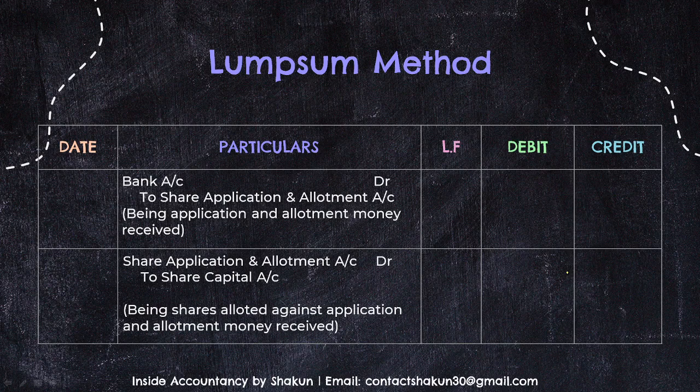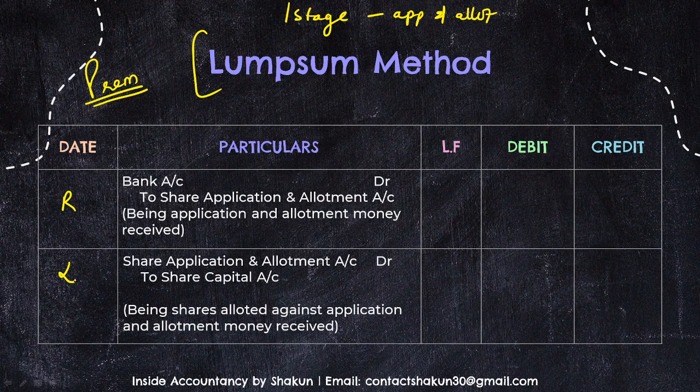Now in the entries that we just learned, in case of the lump sum method, since there is only one stage, application and allotment, the entry was: bank to share application and allotment, share application and allotment to share capital. In case there is premium, it is always shown in the due entry. So when we are making the due entry, there we will show securities premium reserve.